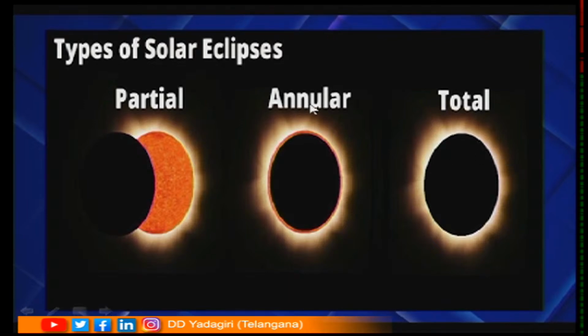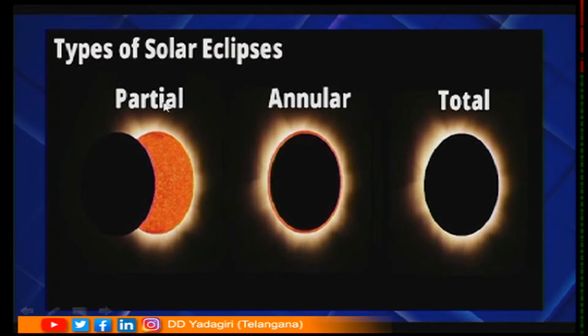Now, in an annular solar eclipse, you can see a ring is formed. That means here the moon is coming between the earth and the sun, but here it is not completely covering the sun. You can see a ring formed. So, in this solar eclipse, we can see a ring of the sun. So, this type of solar eclipse is called an annular solar eclipse.